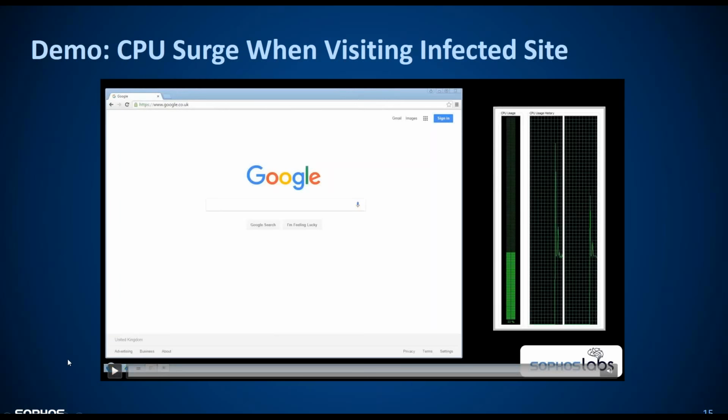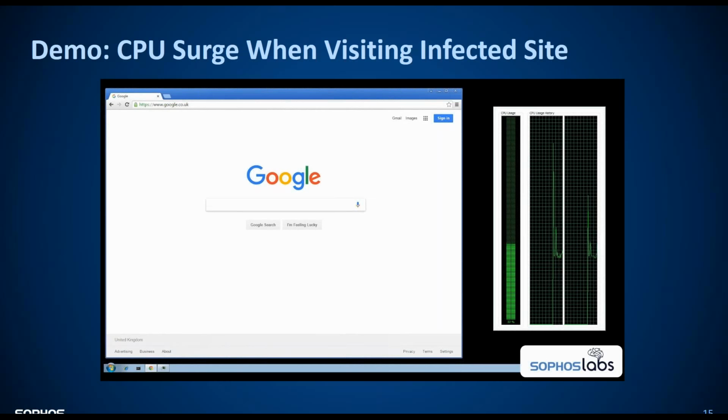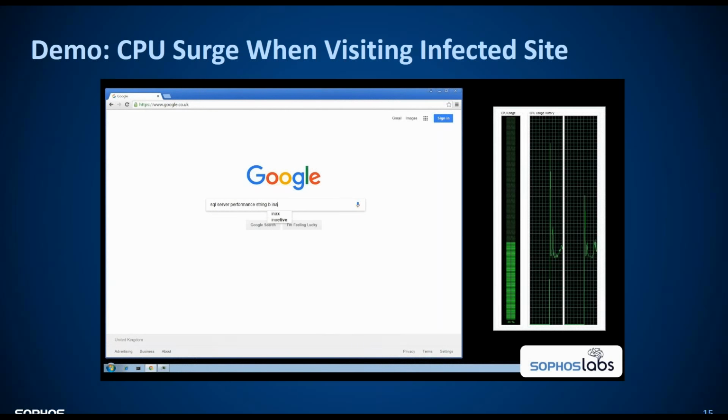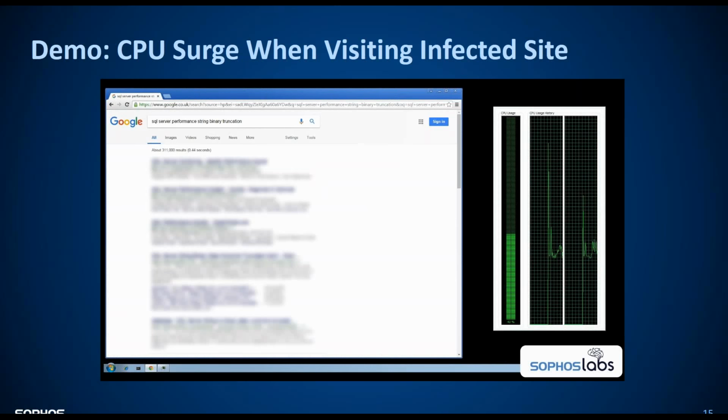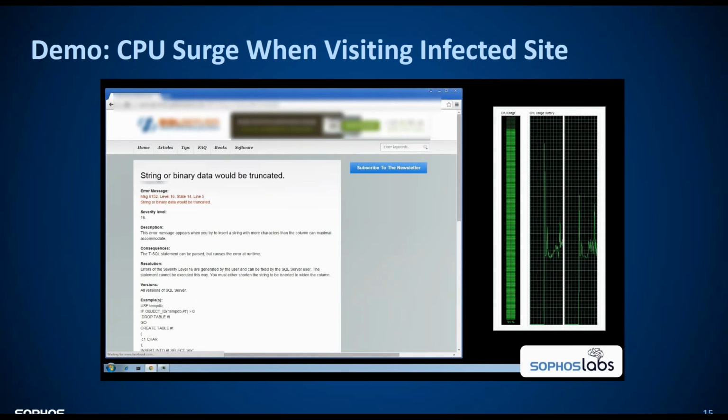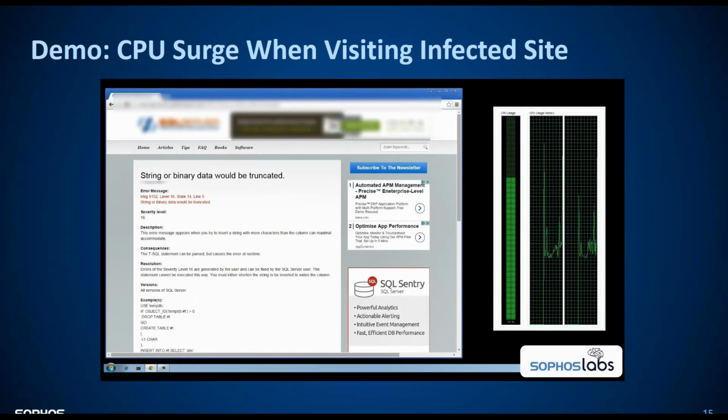A colleague of mine has prepared a small video over here. He was browsing the web and he was looking for some SQL Server performance tuning. He wanted something for string or binary truncation, and we are here on the first page of the Google results, and there's a pretty popular website. I won't name it here, but it's a very popular website when you're working with SQL Server. So you can see a rise in the CPU.